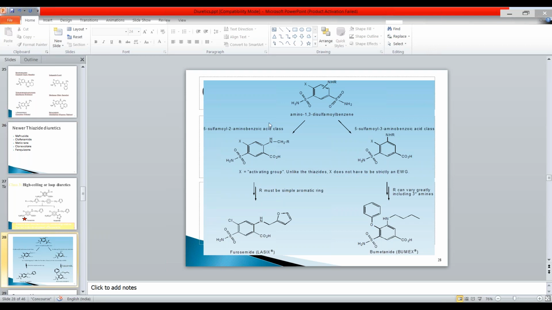Now where you have taken down 5-sulfamoyl 2-benzoic acid, below that take down the example furosemide. Take down the example of furosemide. And under 3-aminobenzoic acid, take down the example of bumetanide.